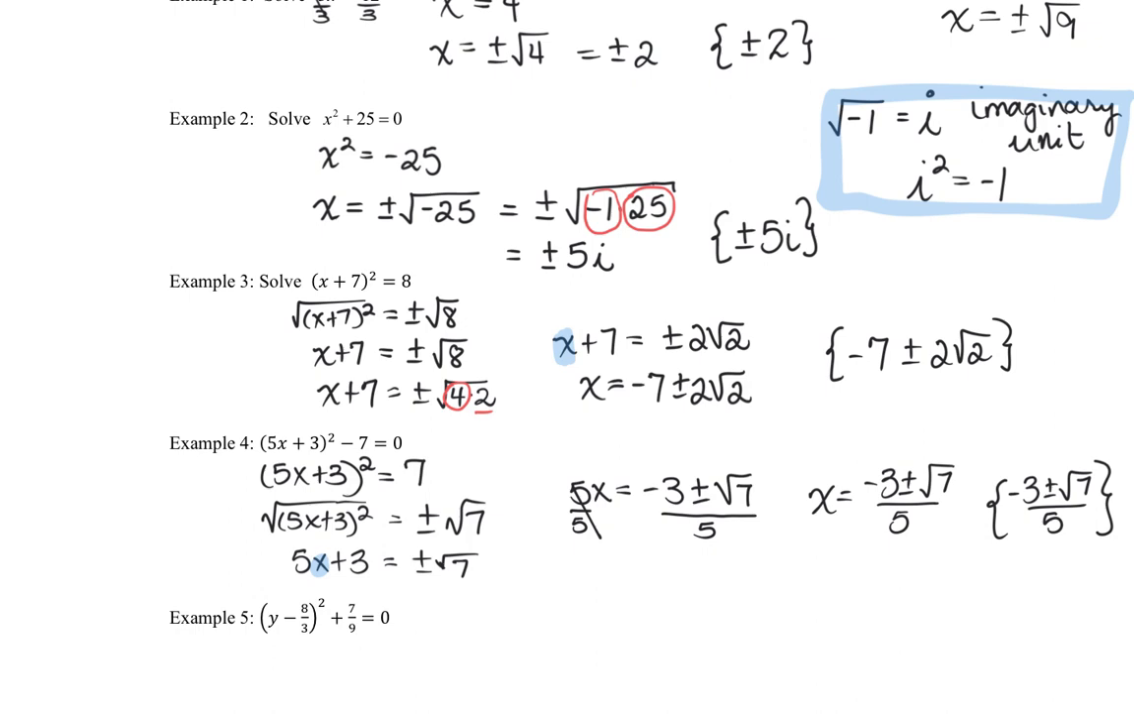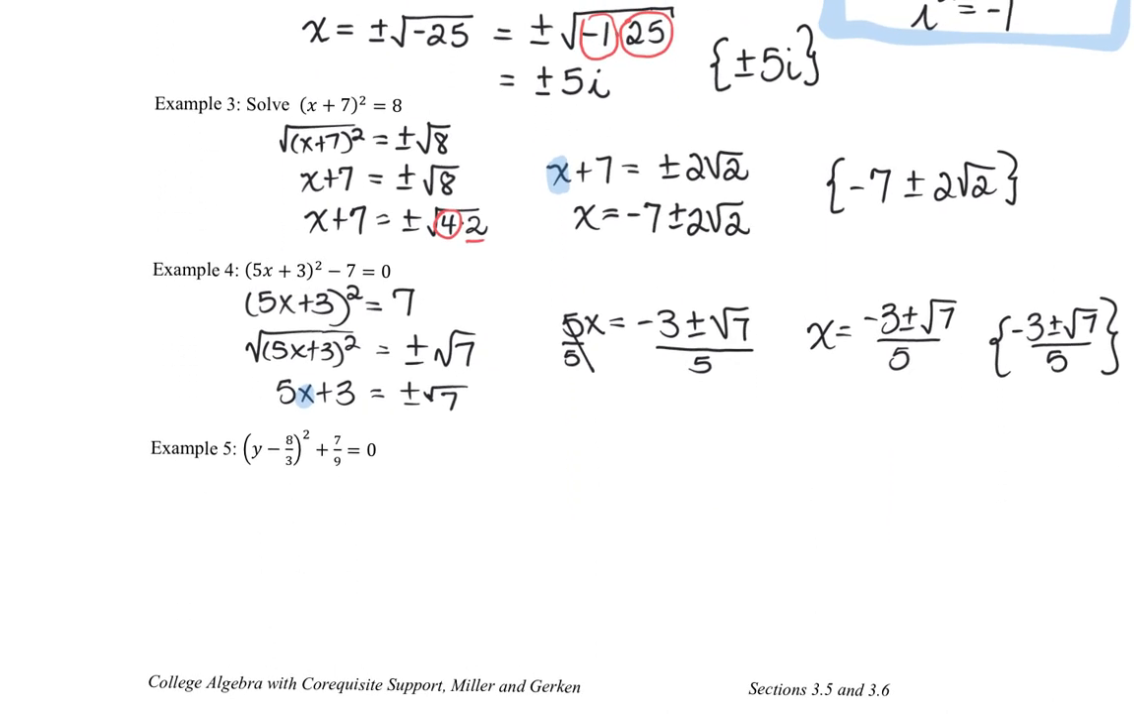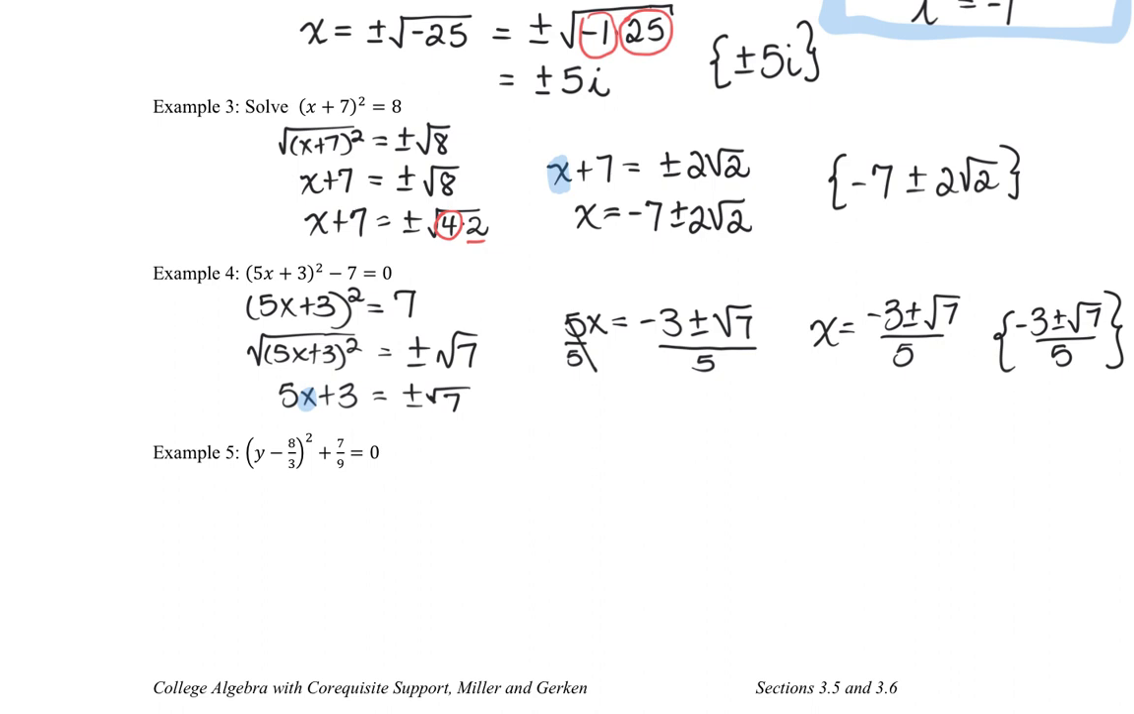Now, example 5. If you wanted to, it might be a good idea to go ahead and pause the video and see what you can come up with. Or if you're not comfortable because you see fractions, just follow along with me. So even though I see fractions, I do notice a perfect square with an expression involving my variable inside and a constant. So I'm going to go ahead and subtract 7/9 from both sides. Okay. So now I've got a perfect square equal to a constant.